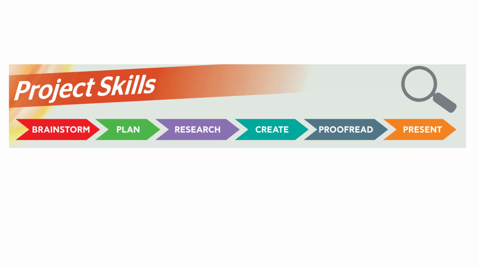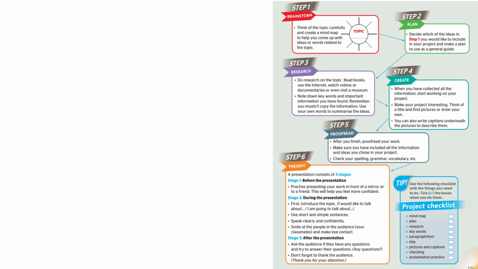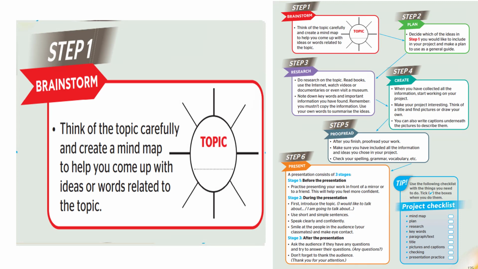To help you with this project, you need to go through these steps: to brainstorm, plan, then to have a research, then to create, proofread, and present. To help you more, I'm going to introduce each step of these steps to you and try to explain it. To brainstorm, to think of the topic carefully and create a mind map to help you come up with ideas or words related to the topic.